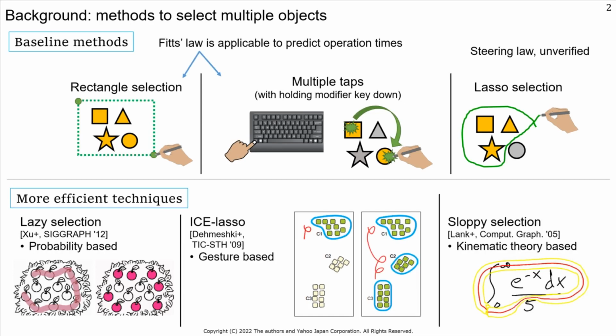We can use some methods to select multiple objects, like rectangle selection, multiple taps, and lasso selection. And more efficient techniques have been proposed. Generally, researchers measure the operation time as the efficiency of a proposed technique, and also they measure the times of baseline techniques for comparison. We can predict operation times of a rectangle selection and multiple taps by using Fitts' law. But lasso selection is too complicated to derive a good model to predict operation times.